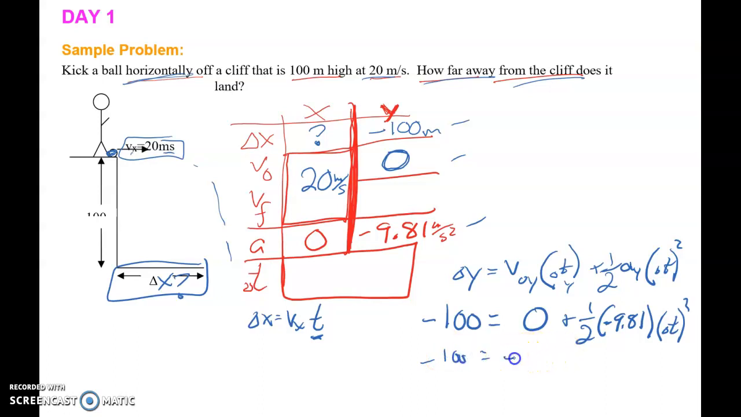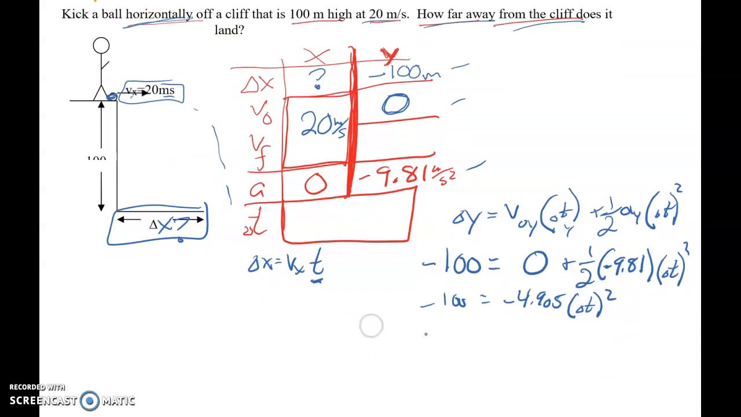Negative 100 equals negative 4.905 t squared. I divide by 4.905. I get 20.3874 equals t squared. I don't have to write down all that much because my calculator saves it. I take the square root of the answer. I get 4.515 seconds equals t.